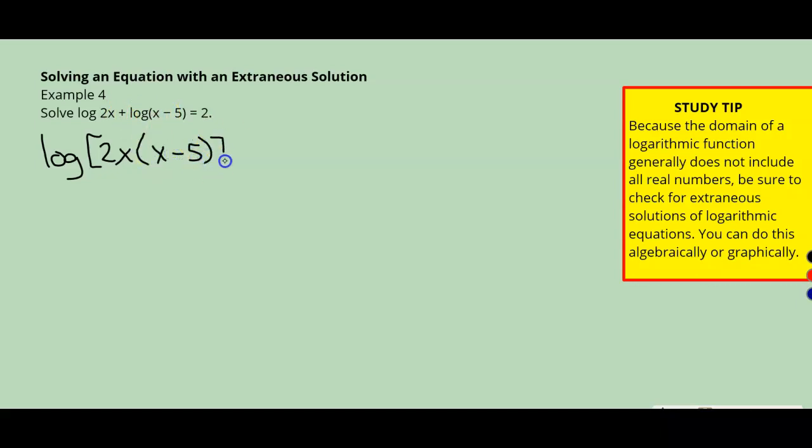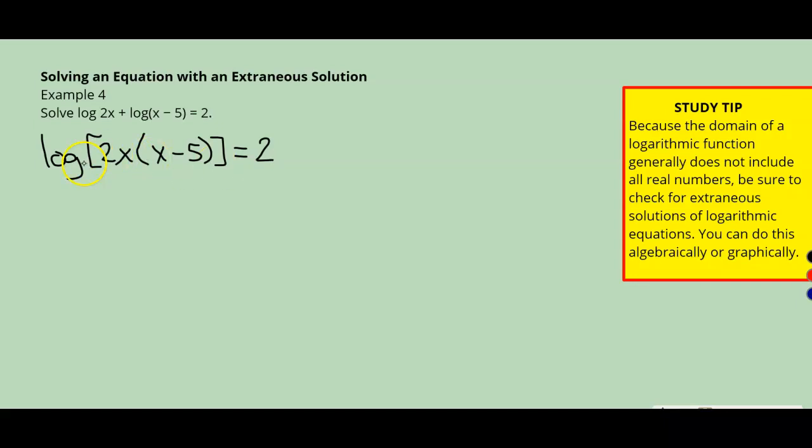Refer to your notes where it talks about your three properties. We had the product property, the quotient property, and the power property. And those are all in your notes, maybe in the last lesson. All right, so we have log of 2x times x minus 5 equals, we still have 2 on the right-hand side. Now that we've used properties of exponents to condense this, we need to think about what it means to be a common logarithm.